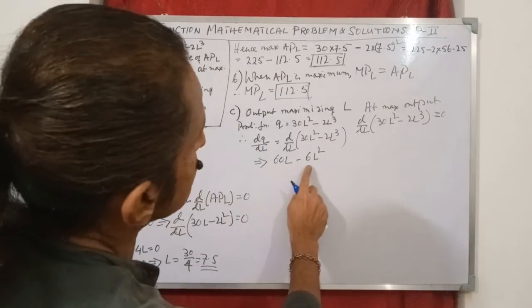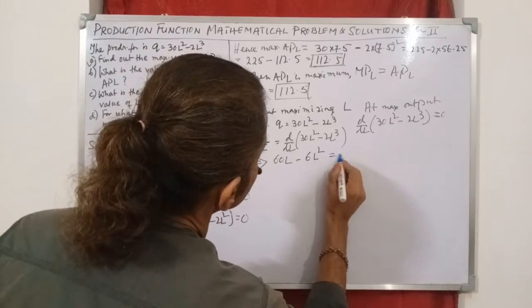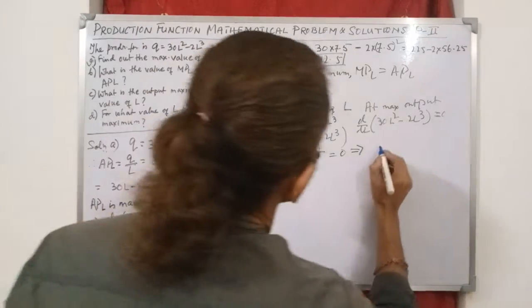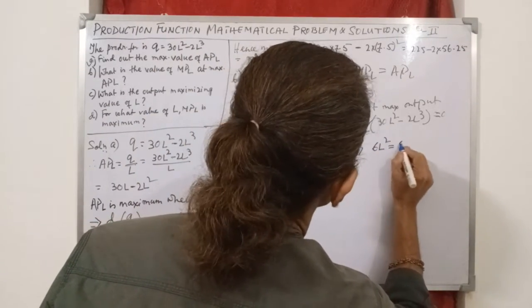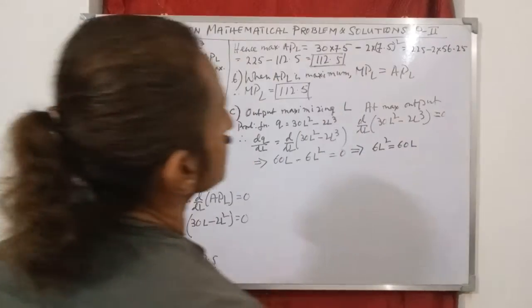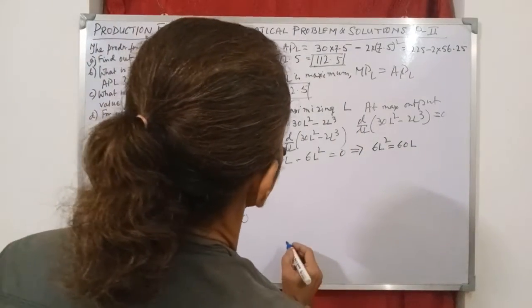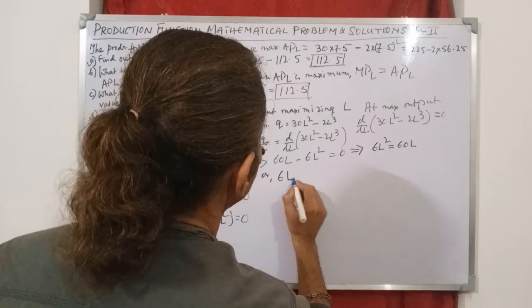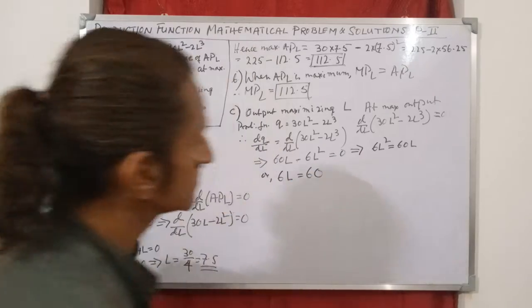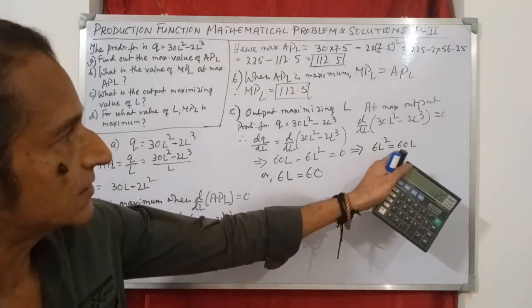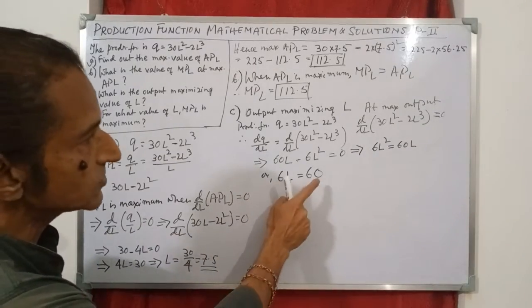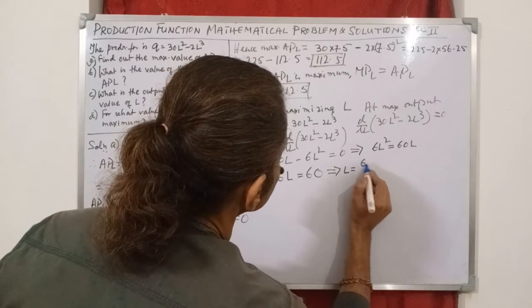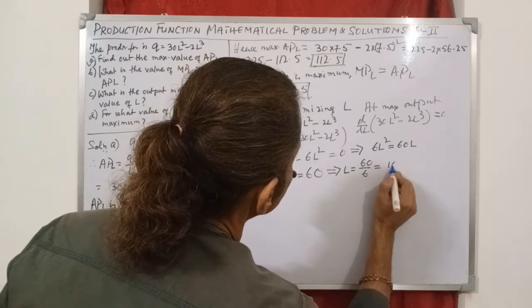So 60L minus 6L square equals 0. This means 6L square equals 60L, or 6L equals 60. So this gives the value of L. L equals 60 by 6 equals 10.